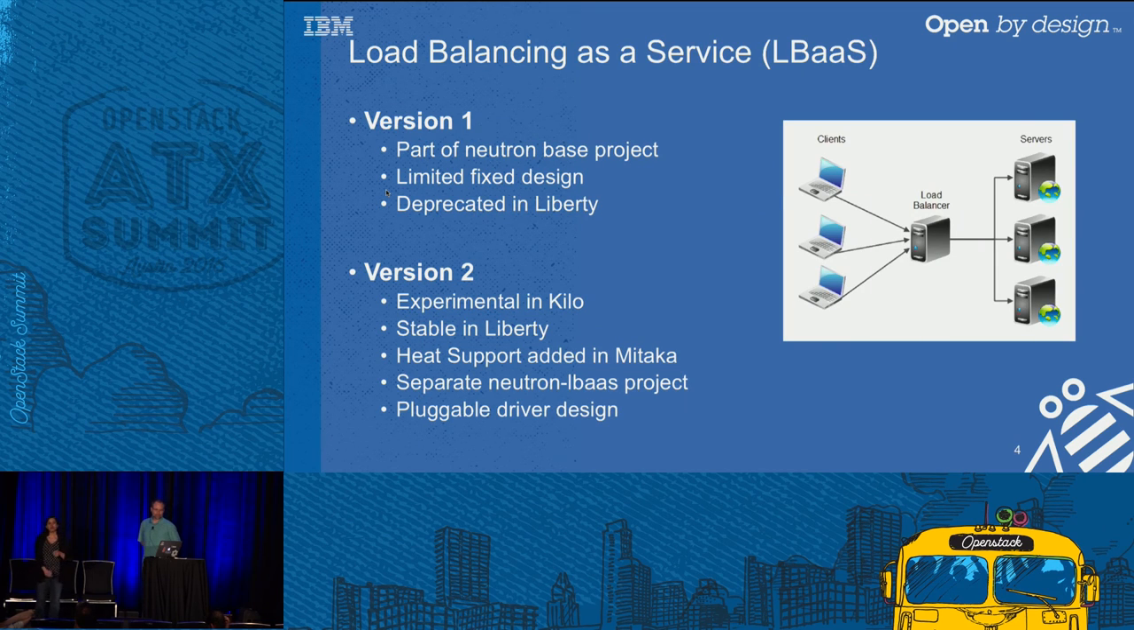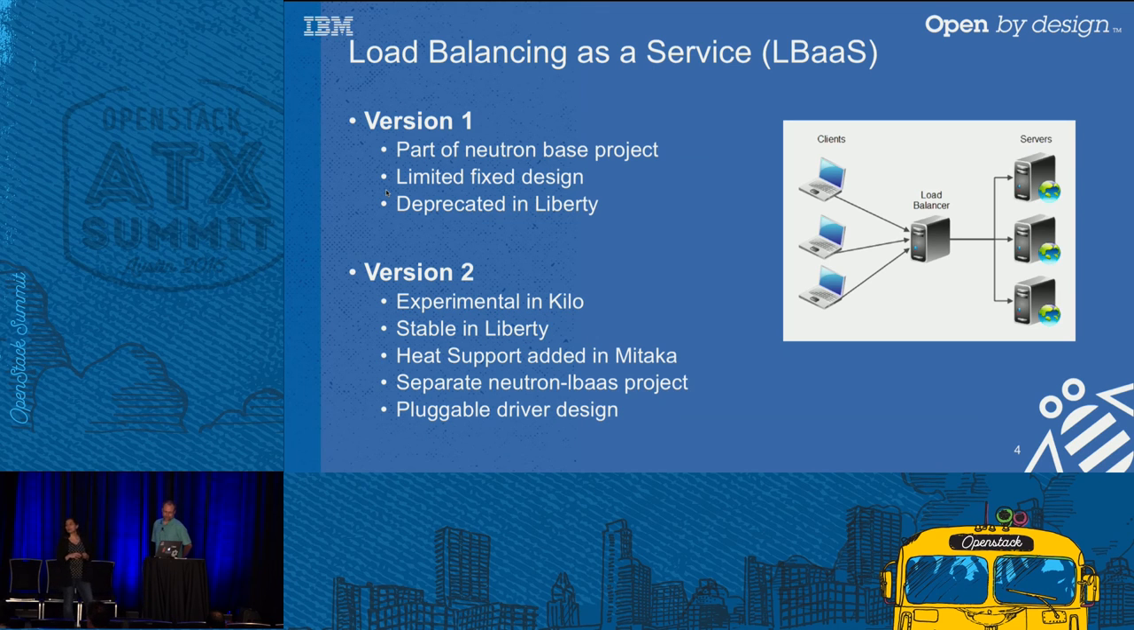So a little bit of the background. Load Balancer as a Service version 1 has been around in Neutron, but there have been some major problems with the design. It has a fairly fixed design. It's hard to make changes, such as adding significant new features, because the architecture doesn't allow for pluggability. It also has scaling limitations. So in Liberty, it was deprecated. I know a lot of people are using LBaaS V1, but it is deprecated starting in Liberty.